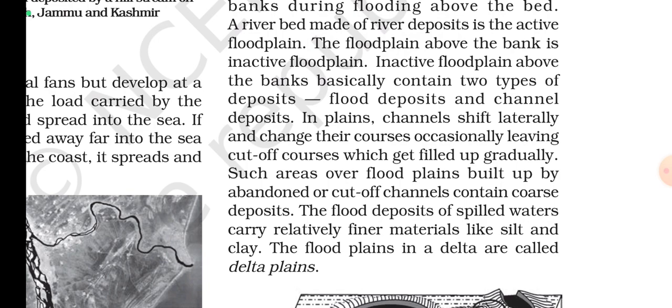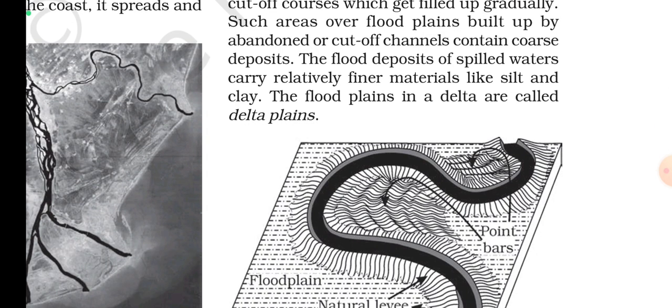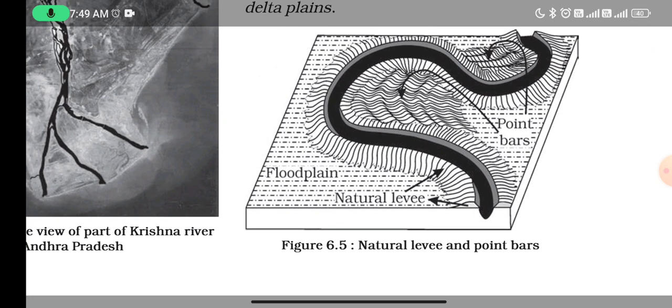In plains, channels shift laterally and change their courses, occasionally leaving cut-off courses which get filled up gradually. Such areas over flood plains built up by abandoned or cut-off channels contain coarse deposits. The flood deposits of spilled waters carry relatively finer materials like silt and clay. The flood plains in a delta are called delta plains.